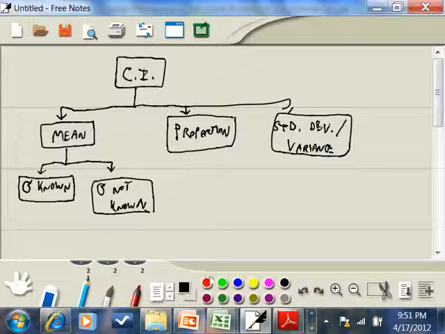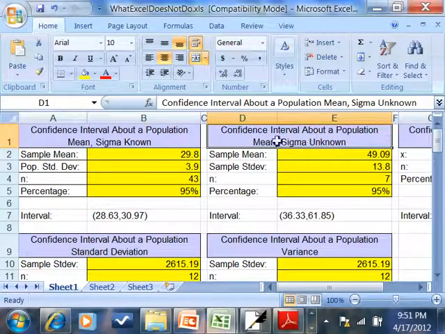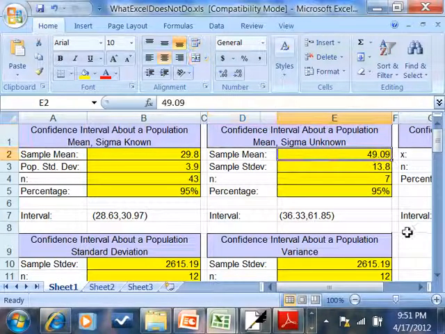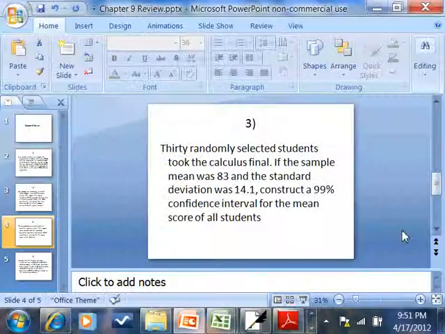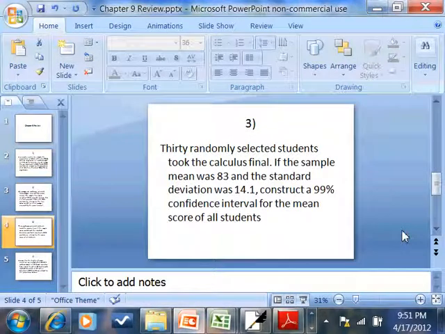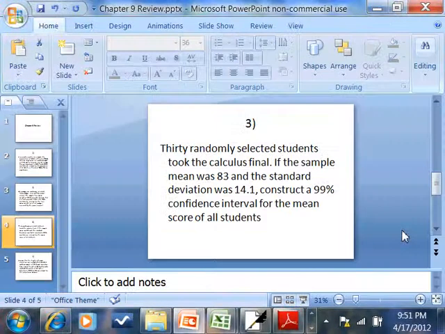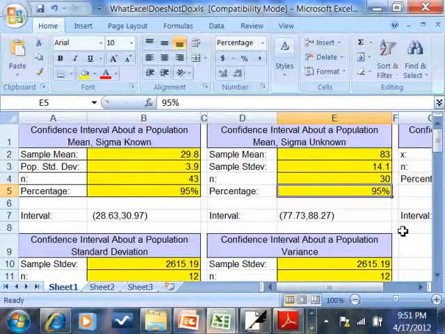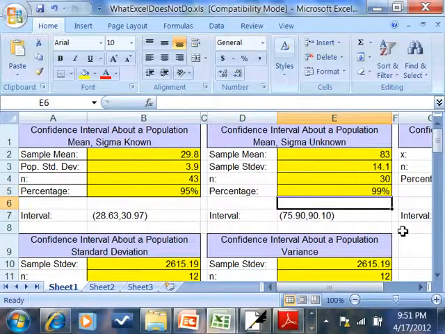Confidence interval for the mean, sigma is not known. Confidence interval about the mean, sigma is unknown. This one. So, let's see. Sample mean was 83. Sample standard deviation was 14.1. N was 30. And 98% confidence interval. So put in 98 there. And our answer is right here.